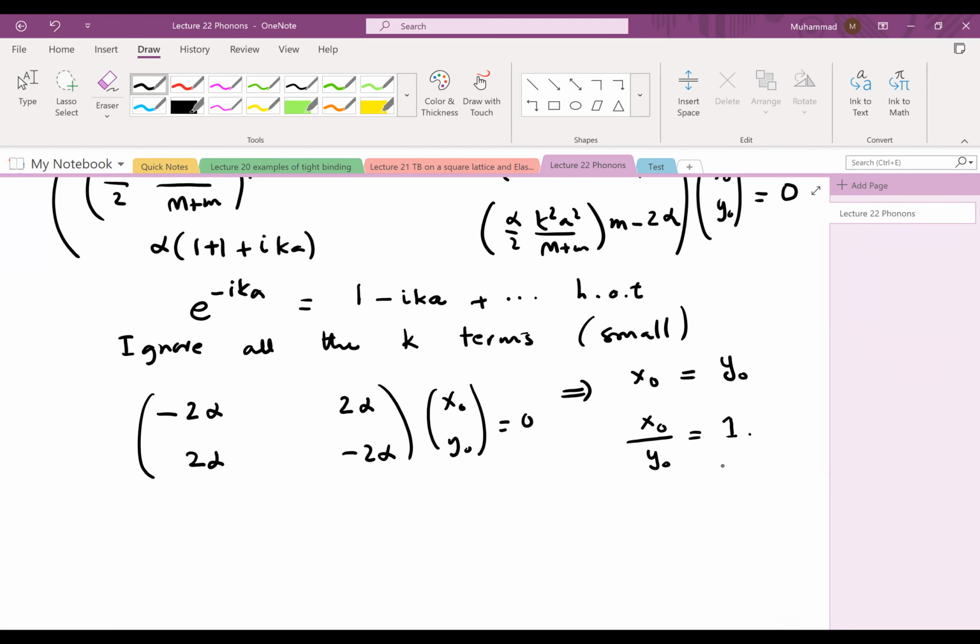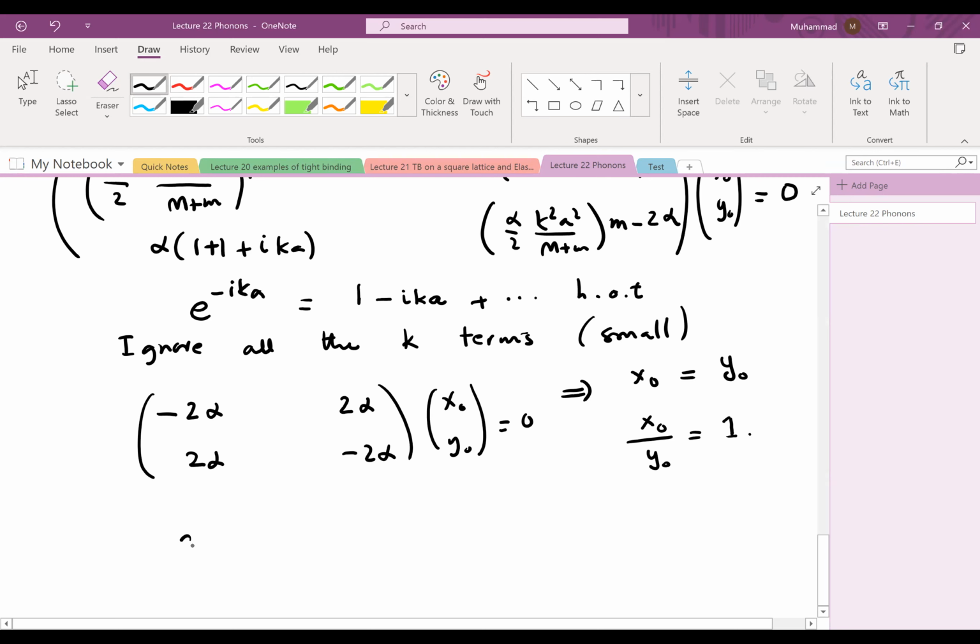This means that they are acting like all the atoms are of the same kind in that region. Not of the same kind, they are of different kinds. They have different masses, but they are all oscillating in complete phase with one another. And the amplitude of oscillation is also the same. So if I were to draw this scenario, this is what it is going to look like.